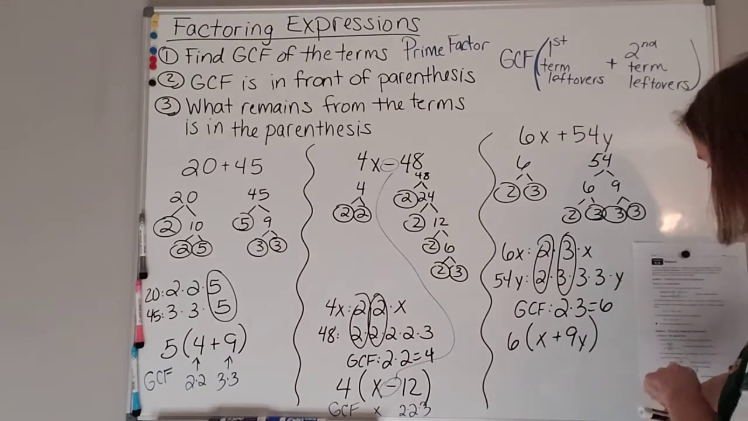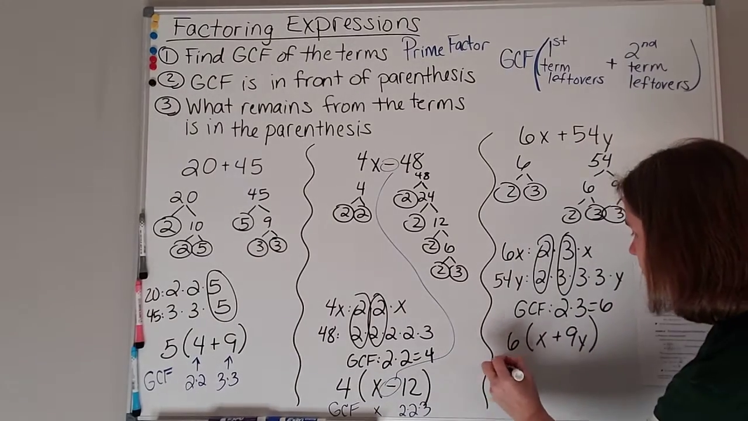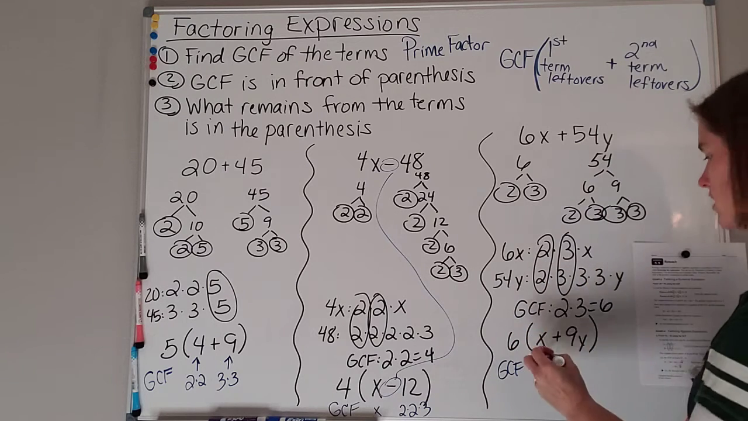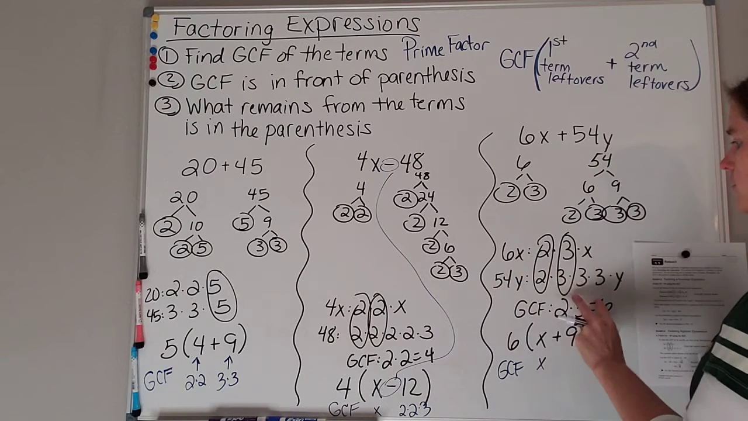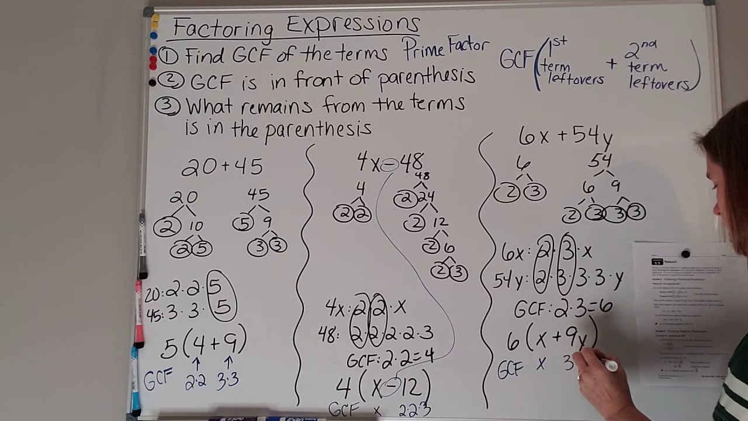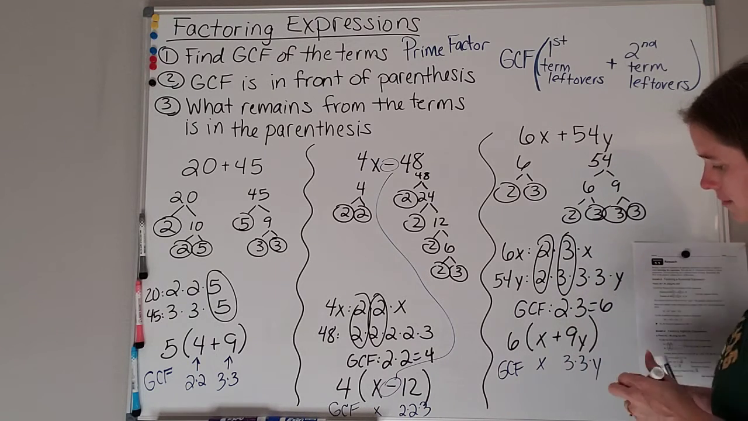Notice down here at the bottom, here's my GCF. What's left of my 6x term, my first term? Just x. What's left of my 54y term? 3 times 3 times y, and so I clean that up and make that 9y.